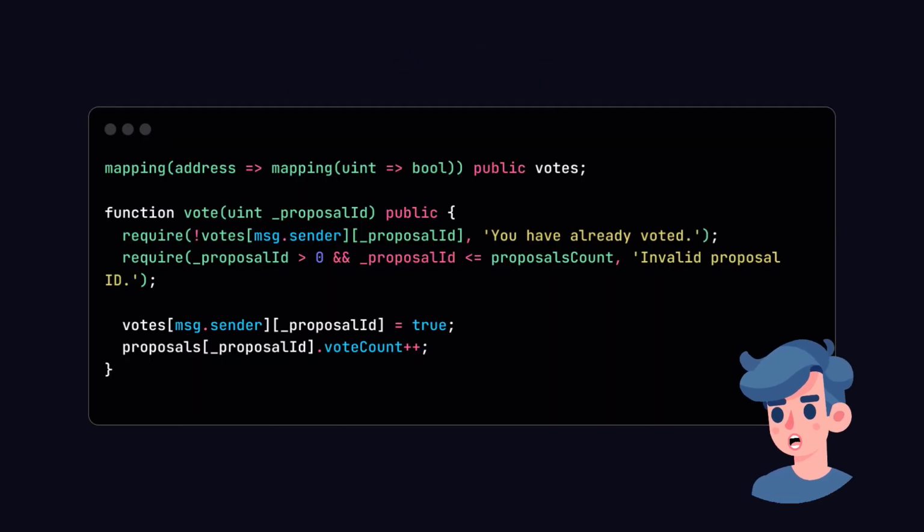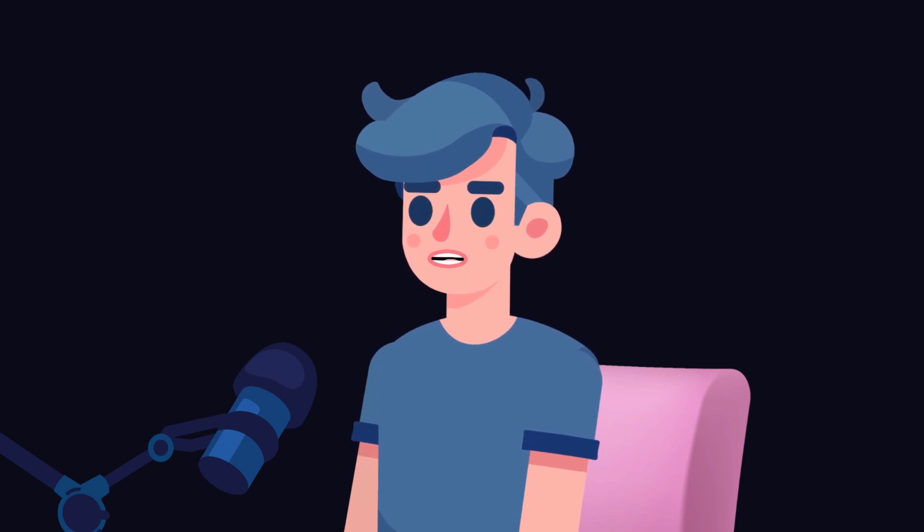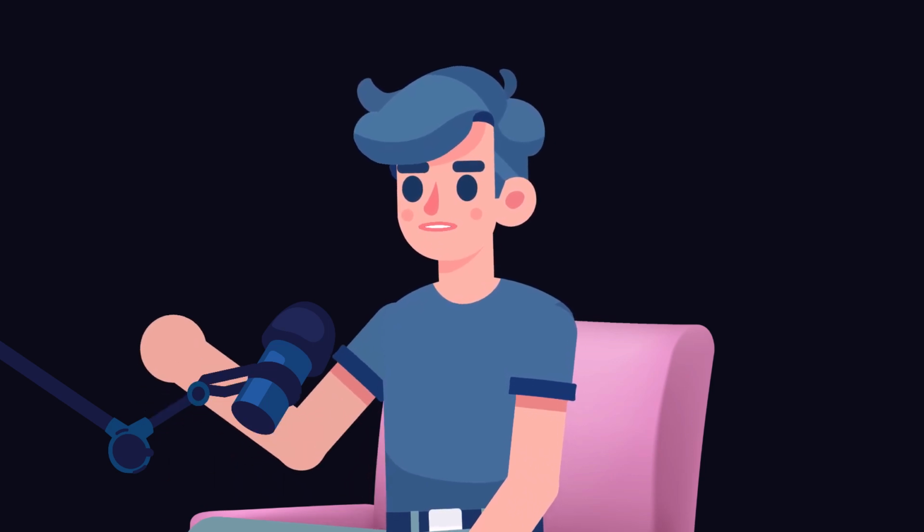Next, we will allow members to vote on a proposal. Here's how you can add a function to handle voting. In the vote function, we ensure that an address cannot vote twice on the same proposal and check if the proposal ID is valid. When a vote is cast, we update the vote count for the respective proposal.